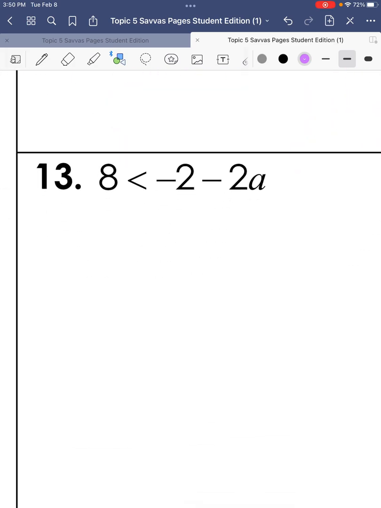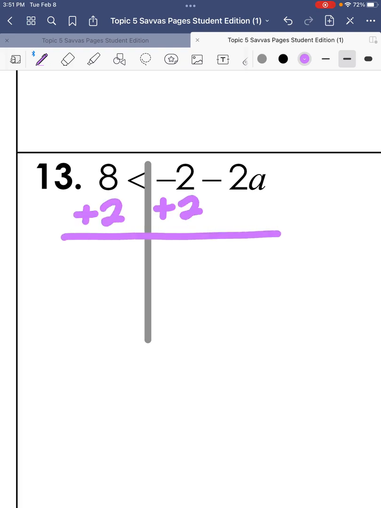Okay, number 13. I'm going to draw my line. I'm trying to get this a right here by itself. So do I need to undo this negative 2 or the negative 2 that's right next to the a? I need to undo this first negative 2. So how do I undo subtracting 2? Well, I add 2. So I'm adding 2 to both sides.